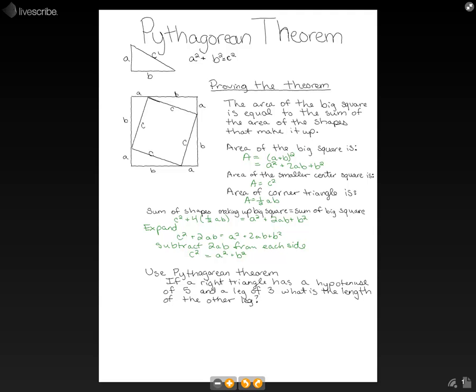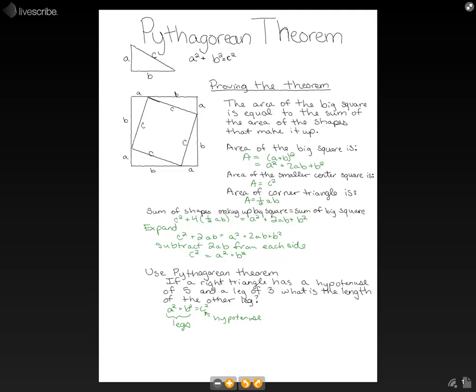So now let's use this in order to determine this problem, which is: if a right triangle has a hypotenuse of 5 and a leg length of 3, what's the length of the other leg? So we have our Pythagorean theorem, a squared plus b squared equals c squared. And we know a and b are the legs, and c is our hypotenuse. We can see that from the pictures we have above in the proof and in our original drawing.